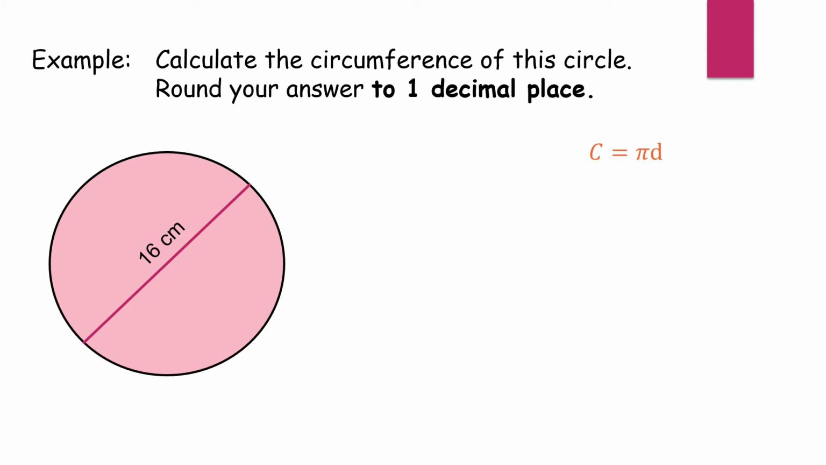So we're still using the same formula. This time we're going to write 3.14 times 16. That gives us 50.24, and if we round that answer to 1 decimal place, this time the 4 in the second decimal place is telling us to leave the 2 alone, so our answer will be 50.2 centimeters.